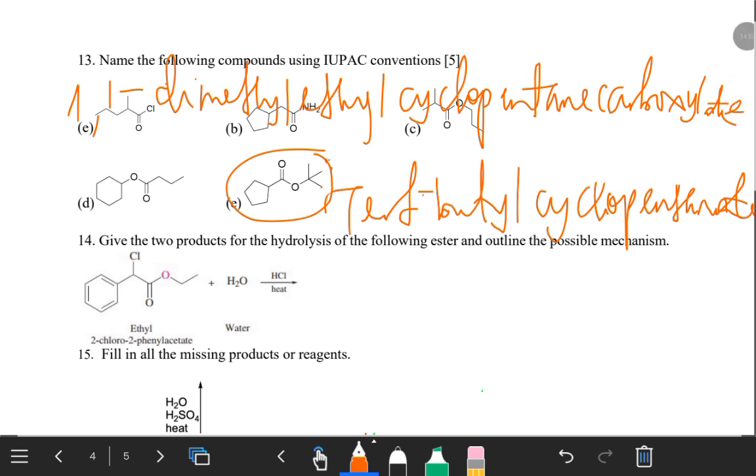Okay, so you can also call it as, in short, if you don't want to call it as tert-butyl cyclopentane, you can also call it as 1,1-dimethylethyl cyclopentane carboxylate, this same compound. So this is where we end.